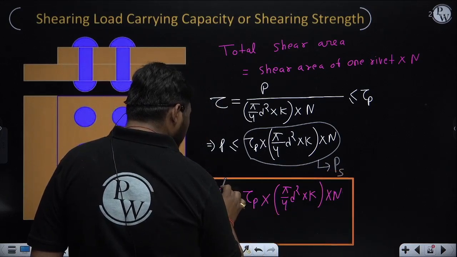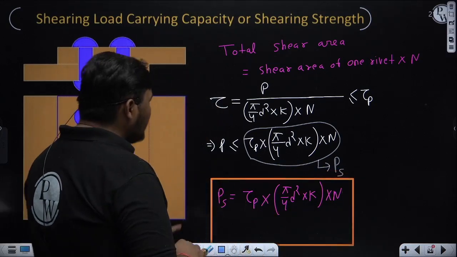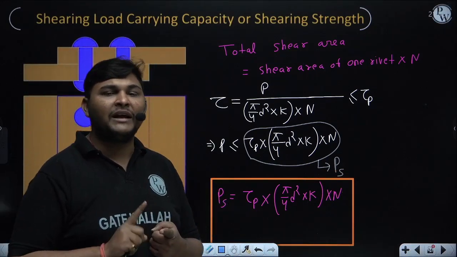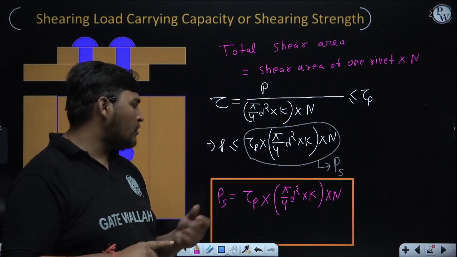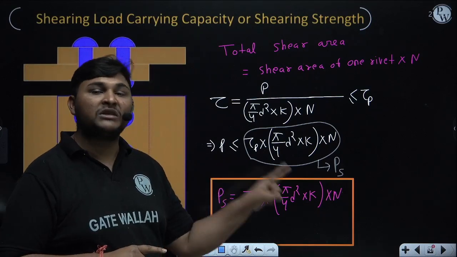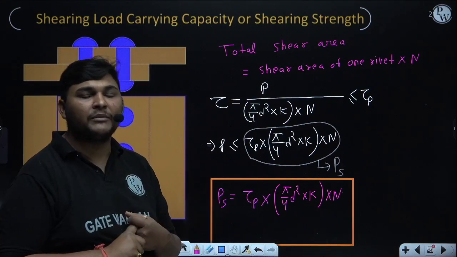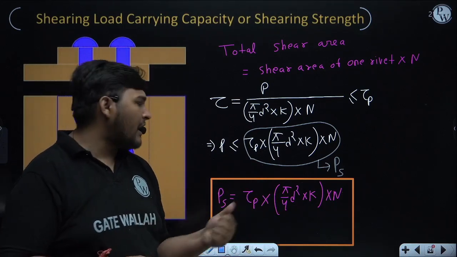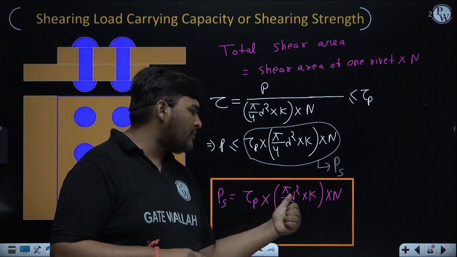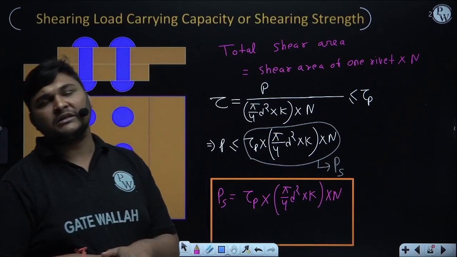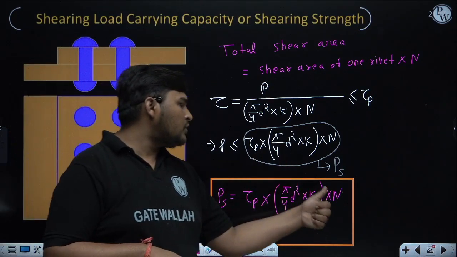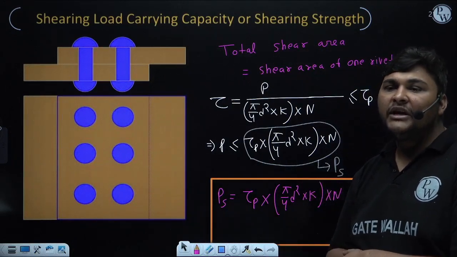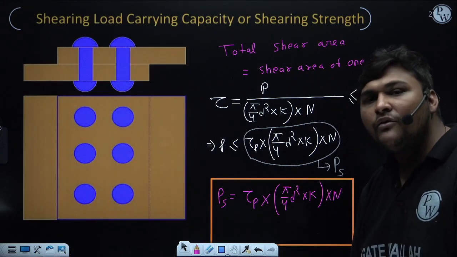Why very easy? Because when we are calculating shearing load carrying capacity, to avoid shearing failure, actual tau should be less than tau p. And when we are calculating shearing load carrying capacity, we will equate tau with tau p, because I am calculating capacity, into total shear area. The shear area of a single rivet I have already explained. You can directly remember this: pi by 4 d square k, k is 1 for single shear, k is 2 for double shear, into total number of rivets. So it is the load carrying capacity to avoid shearing failure.